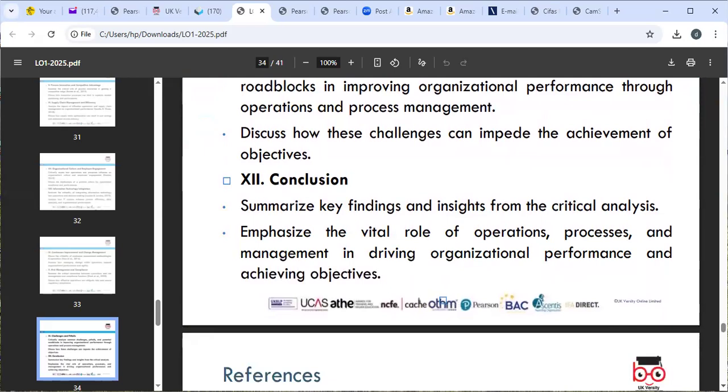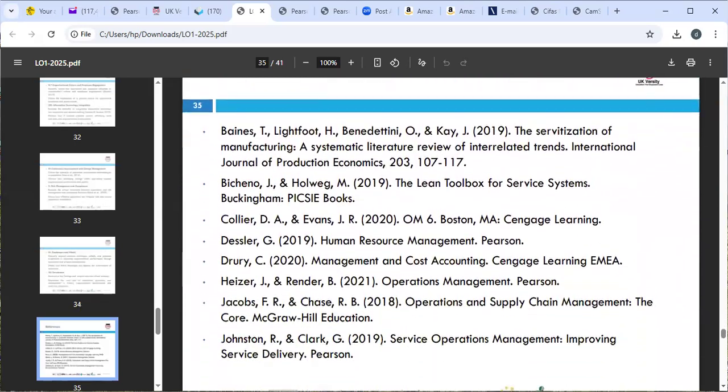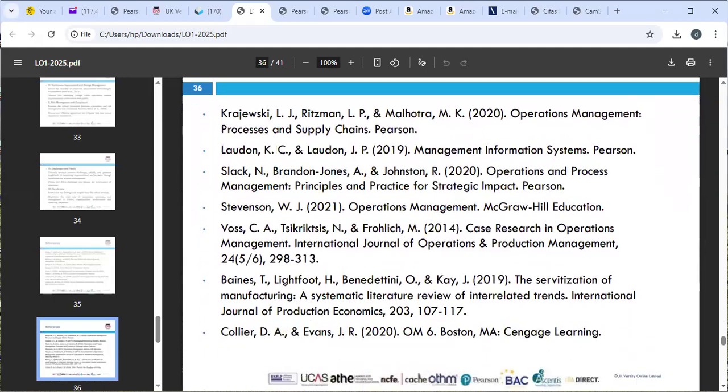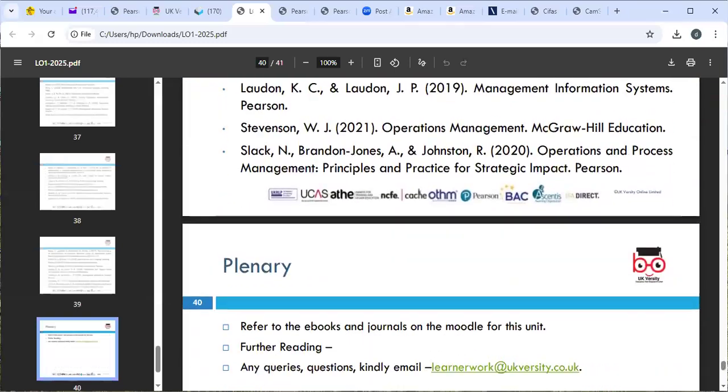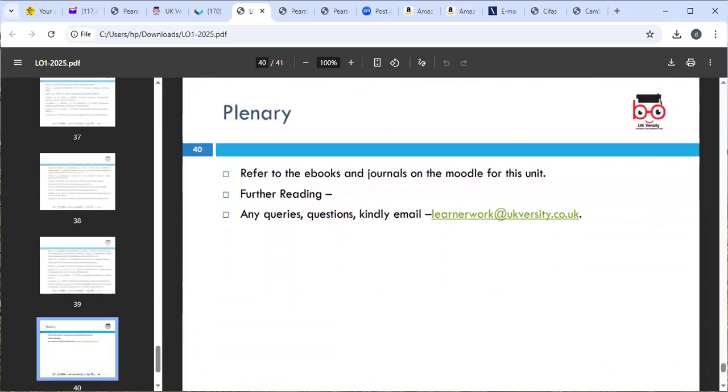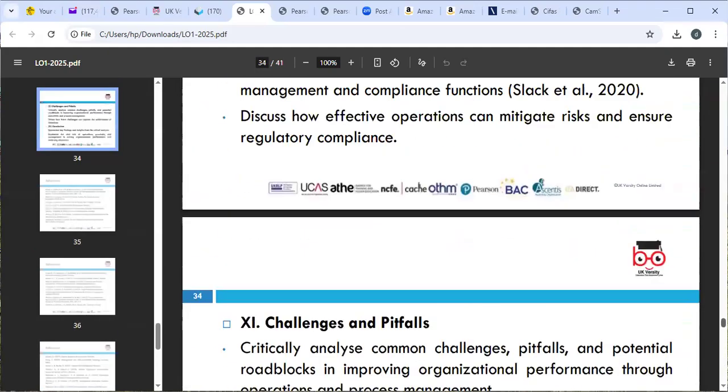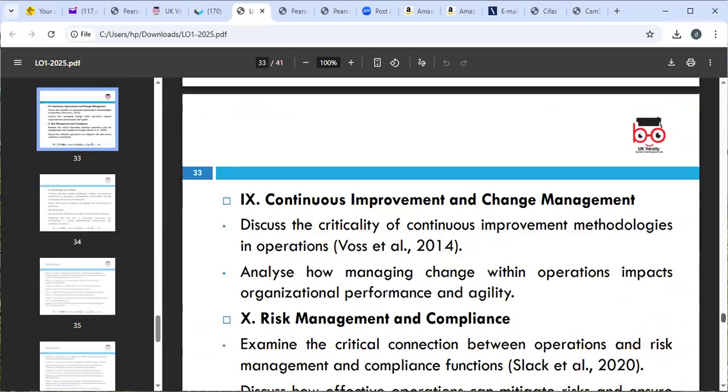Conclusion. Summarize key findings and insights from critical analysis. Emphasize the vital role of operations and process and management in driving organizational performance and achieving objective. Then you have references that you have to look into, okay? There you have a lot of references. Loads of them that we can look into. There are books that you can refer to, ebooks and journals or model for this unit. And if you go to your model as well, you can get a lot of information in here that you can look into, okay?